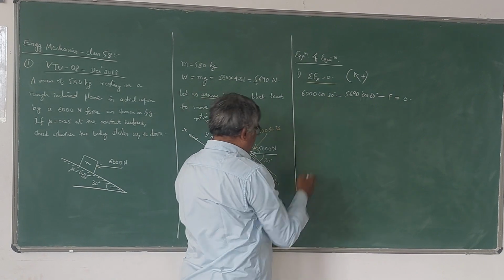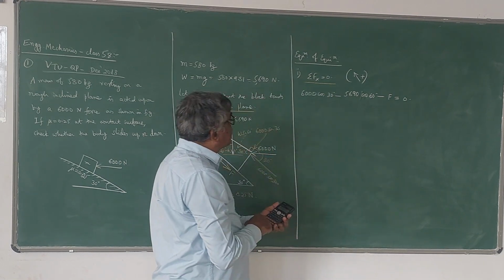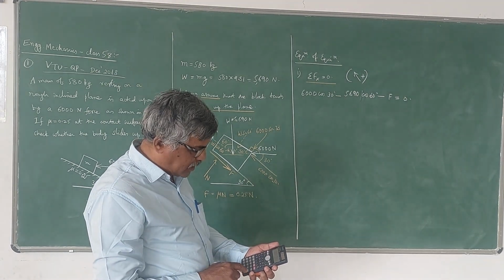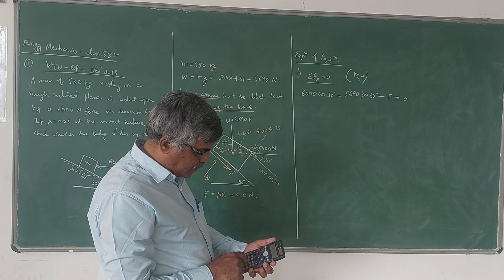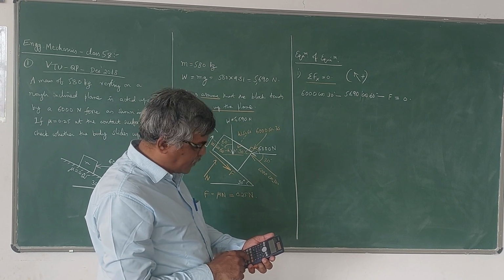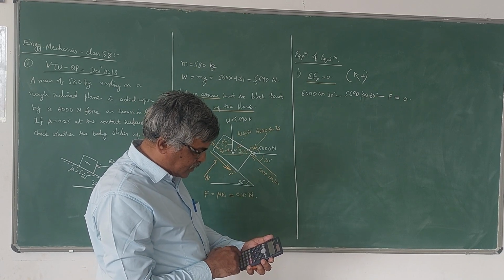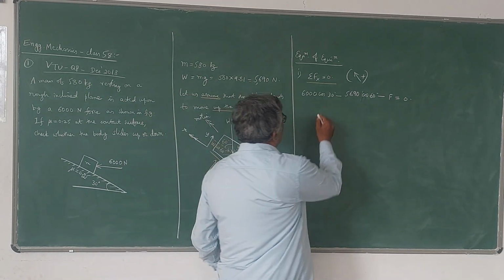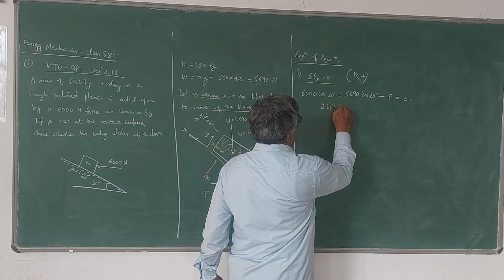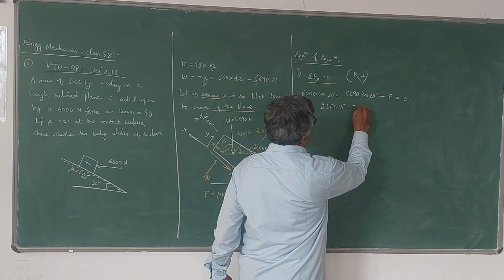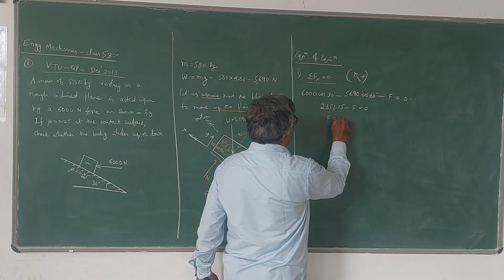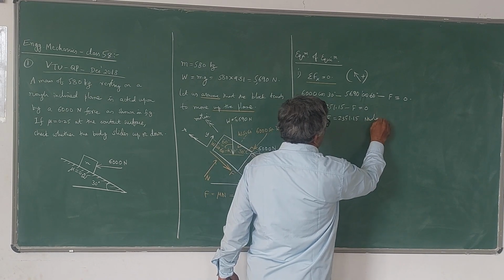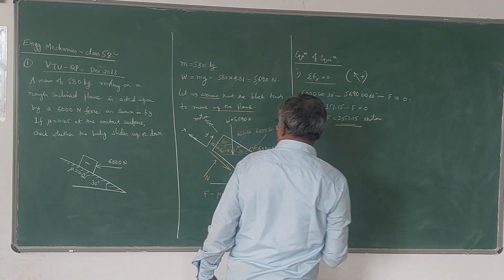Okay. So now if you simplify this, you will be getting 6000 into cos 30 minus 5690 into cos 60. So it comes out to be 2351.15. 2351.15 minus F is equal to 0, or F is equal to 2351.15 newtons. This is the friction force we get.